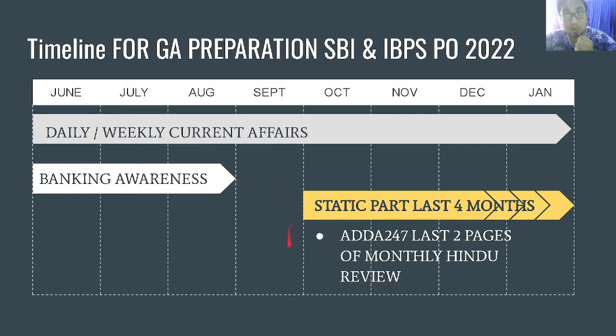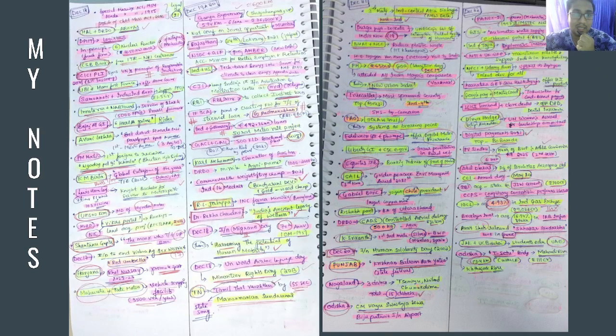And for the last 4 months, the static part is very important, and it's especially available in the Adda247 Monthly Hindu Review, last 2 pages. At the end of the monthly review PDF, there are 44 pages of Monthly Hindu Review. Their last 2 pages have the static part. Read that and see. This is my notes, how I made.